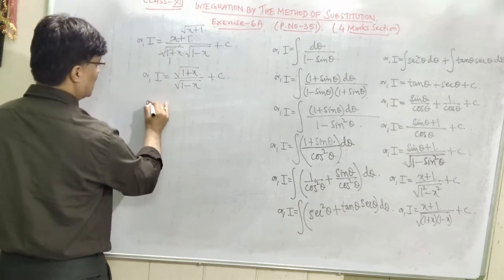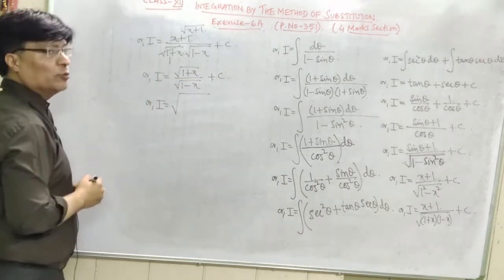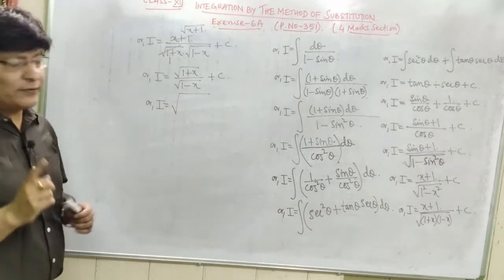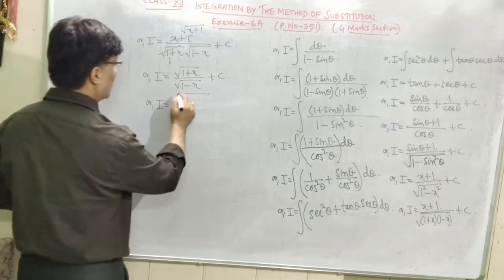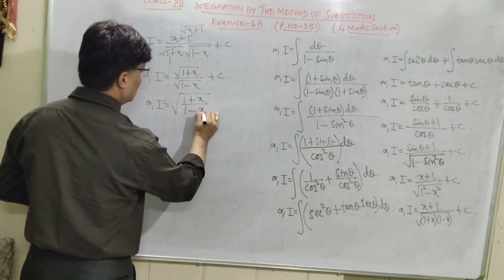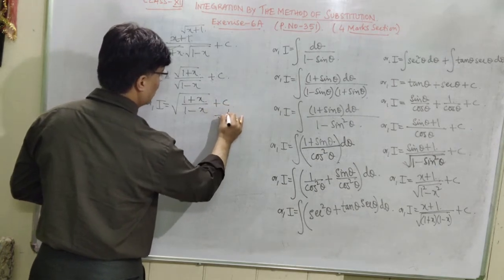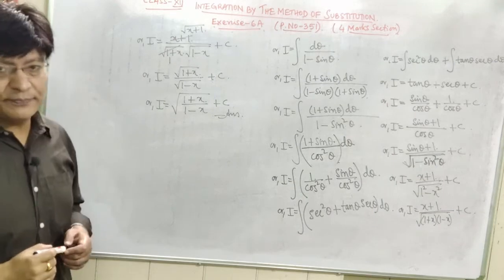Now you can write it within whole square root. So within square root, both numerator and denominator have square root out here. So you can write down square root. Within whole square root you can write 1 plus x divided by 1 minus x plus c. So this is the final answer.